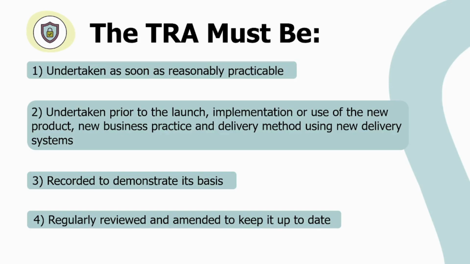The code lists 4 factors that the technology risk assessment must be. It must be undertaken as soon as reasonably practicable. It must be undertaken prior to the launch and the use of the technology. It must be recorded to demonstrate its basis, and it must be regularly reviewed and amended to be kept up to date.